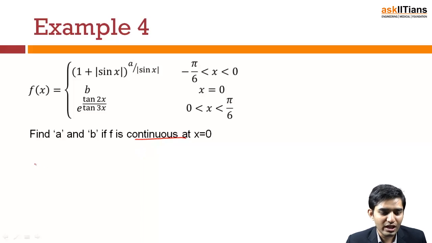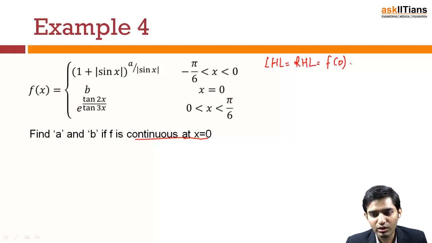Now what we have to do here is find the values of a and b if f(x) is continuous. So this is a reverse process. It is already given in the question that f(x) is continuous, and now we have to find the values of a and b. Okay, now first of all tell me what should be the condition if f(x) is continuous at x equal to 0? LHL should be equal to RHL should be equal to f of 0, and this should be equal to a finite value.